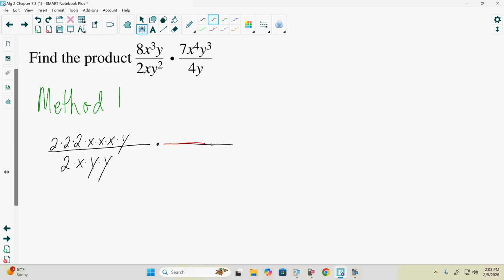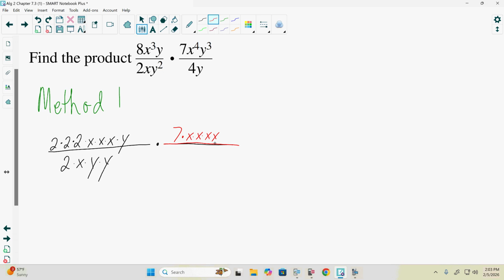Our second fraction, 7, is prime. So it's just 7. No way to write it simpler. It is a prime number, so it is its prime factorization. X to the fourth. Well, that tells me we're multiplying x by itself 4 times. So we're going to write x 4 times, because x times x times x times x is x to the fourth, yes?